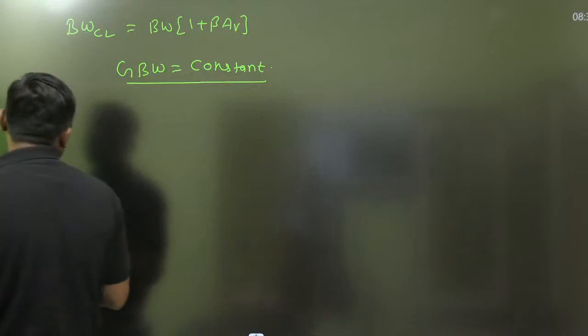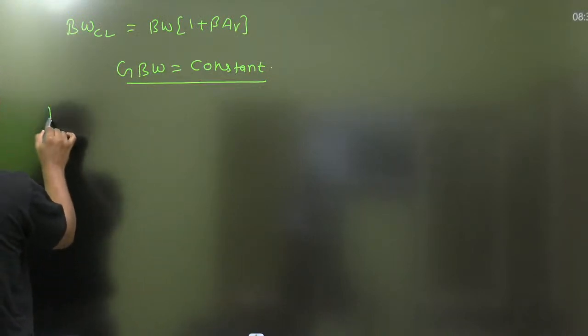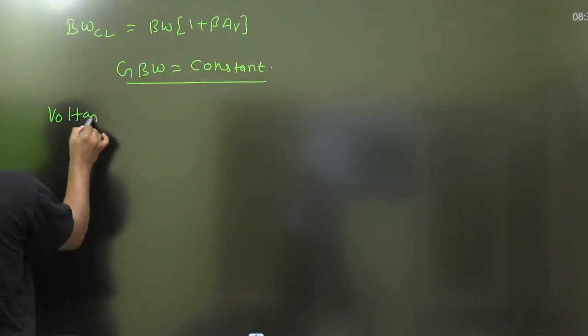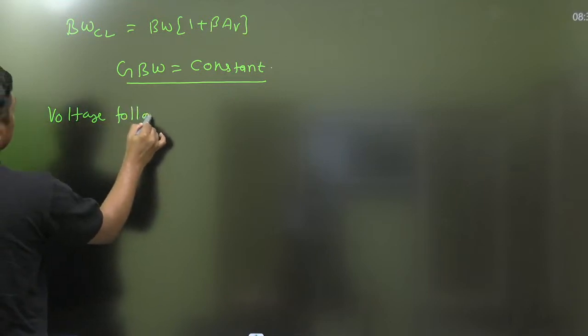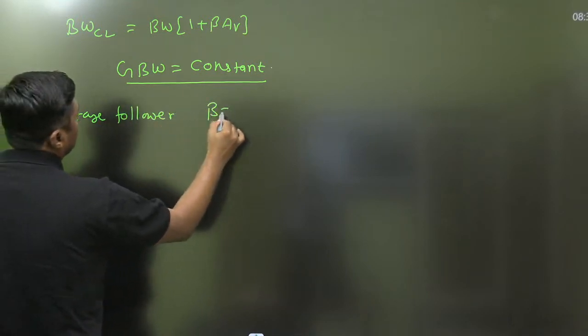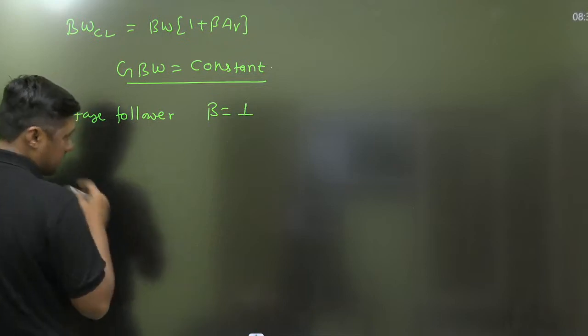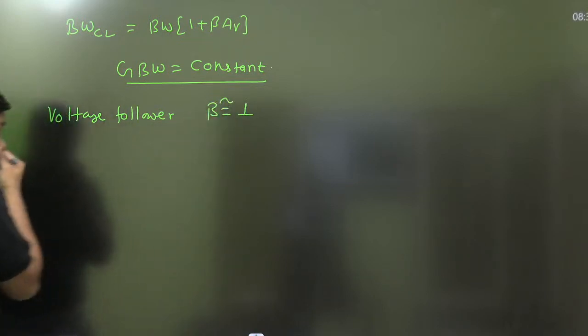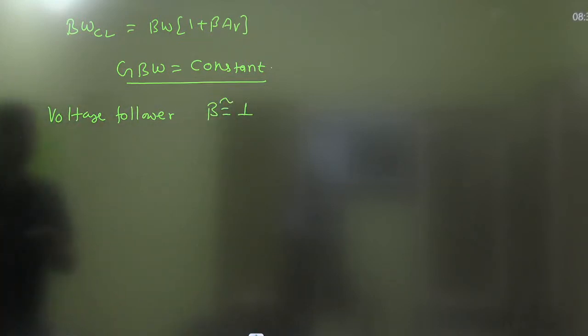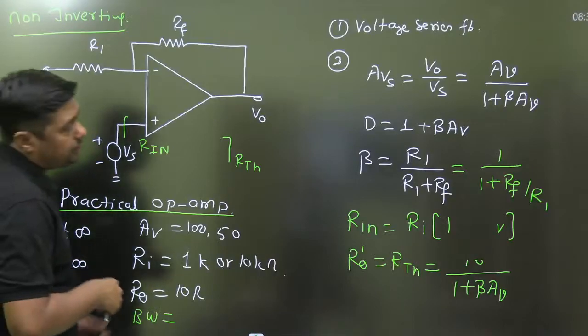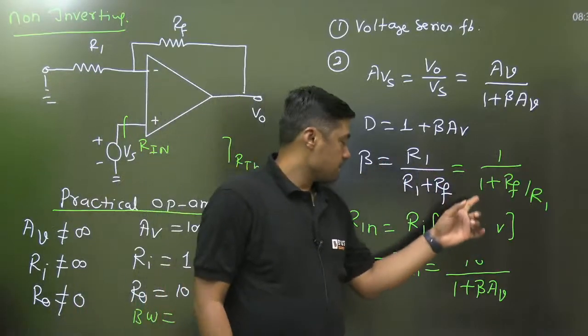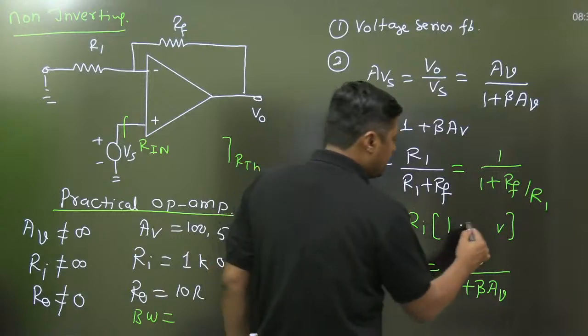Now, for the voltage follower, remember that beta is nearly equal to 1. Finished. When beta is 1, everything is over. You can use that formula: input resistance into 1 plus beta AV.